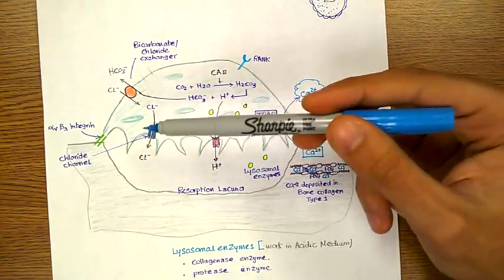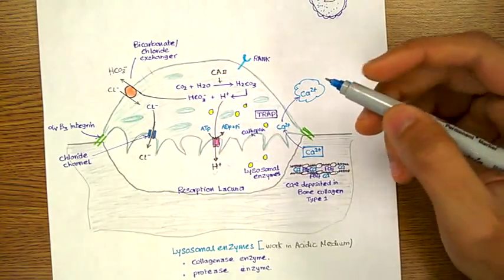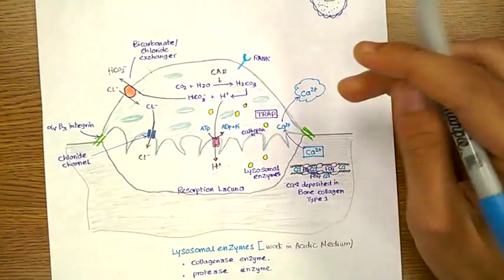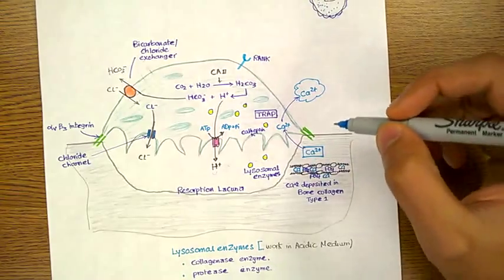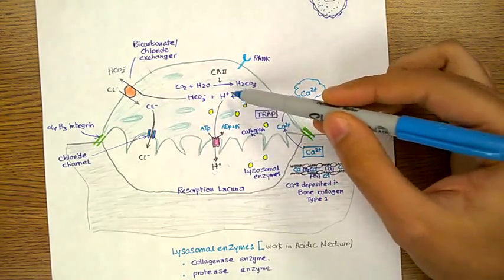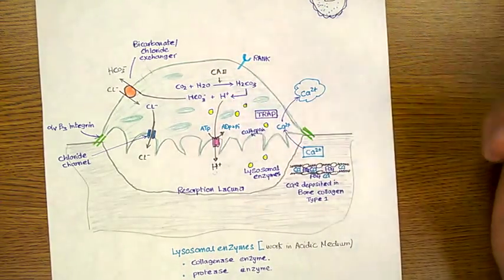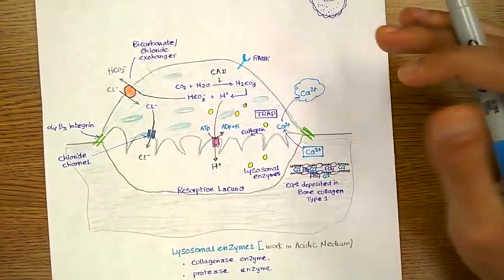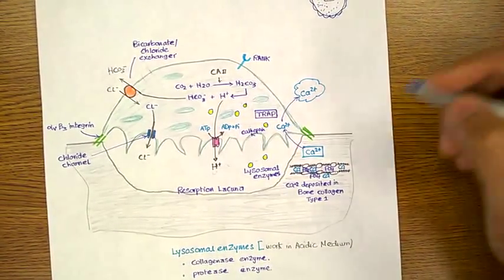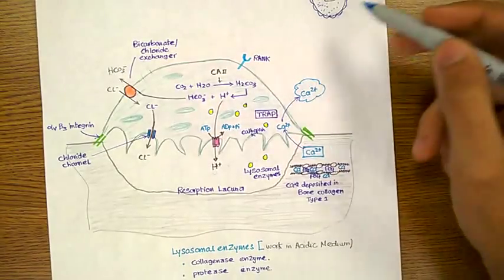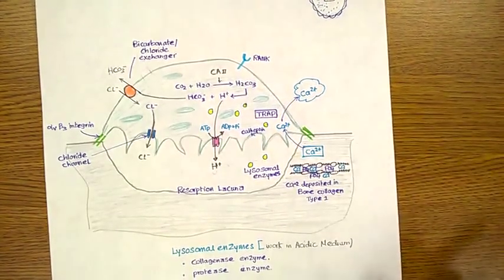So we have hydrogen and chloride, which generate an acidic medium in this lacunar space, which is required for the lysosomal enzymes to work. Lysosomal enzymes, including collagenase and protease, are secreted by the osteoclast to digest the collagen and release the calcium, phosphorus, and hydroxyproline.